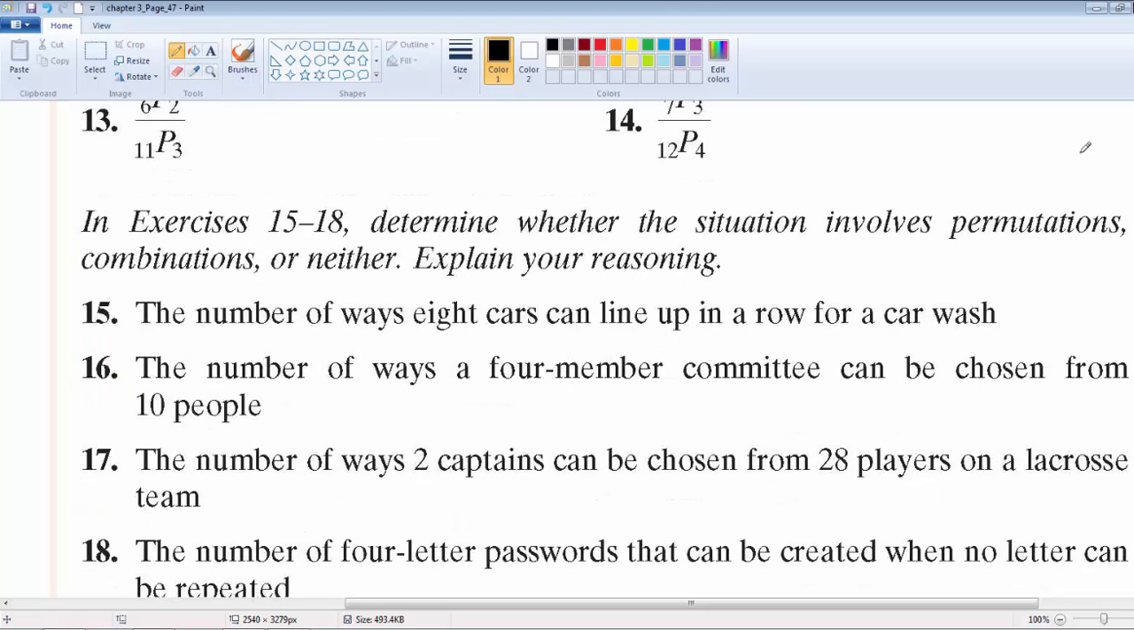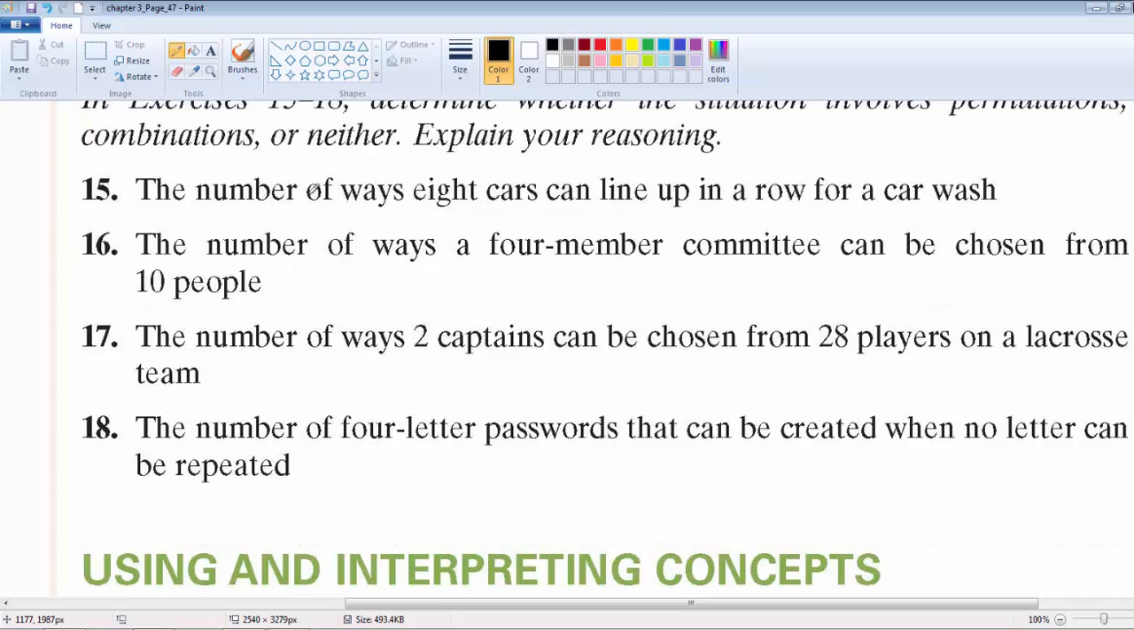Let's determine whether the following are permutations or combinations. The number of ways 8 cars can line up in a row for a car wash. Here order obviously matters, so it's a permutation. Think about it this way: if you're online, you feel that you should be able to go before the person who comes in after you, so order does matter. The number of ways a 4-member committee can be chosen from 10 people. Because none of these committee members hold any different positions, this is a combination.